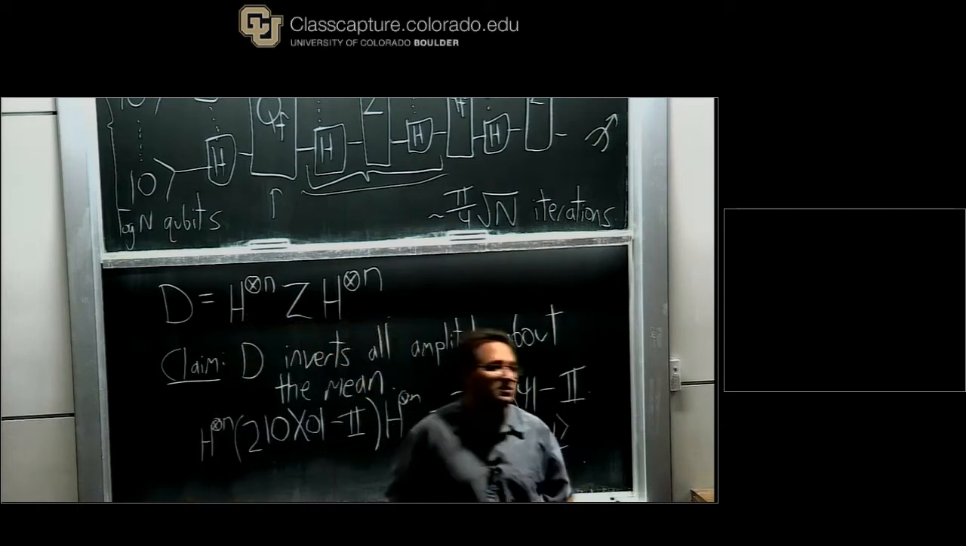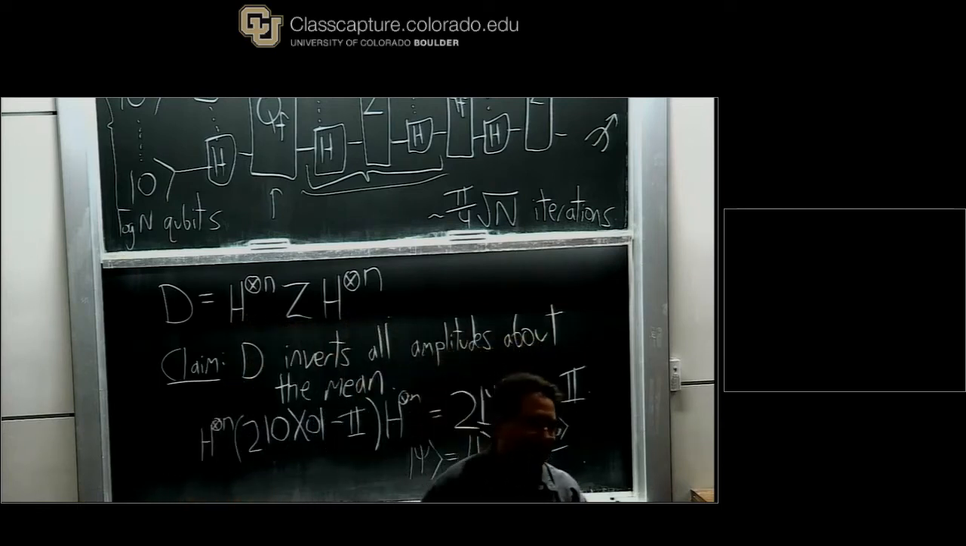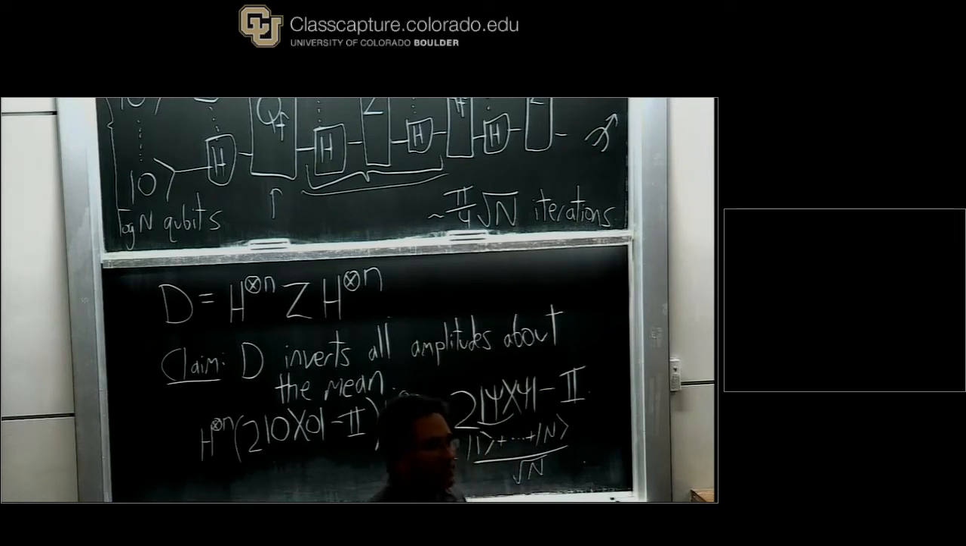Question: when you're trying to guess the number of marked items, let's say you first guess it's number 5. How do you know whether this fails or not? Well, if you found a marked item, then you know that you've succeeded.